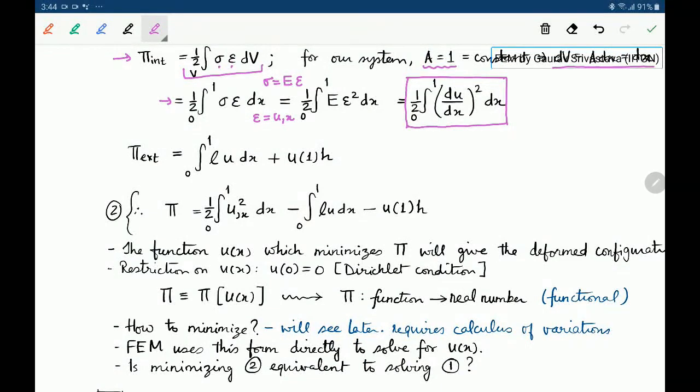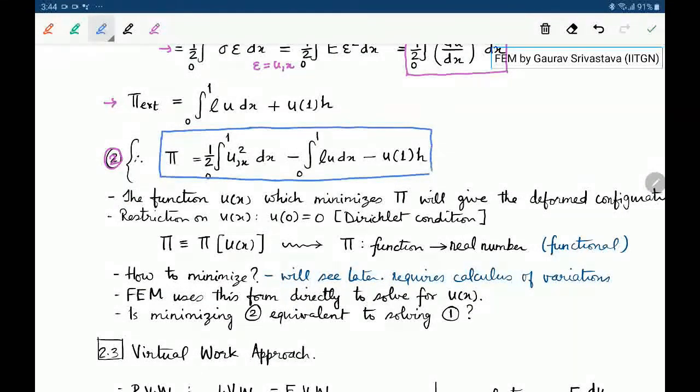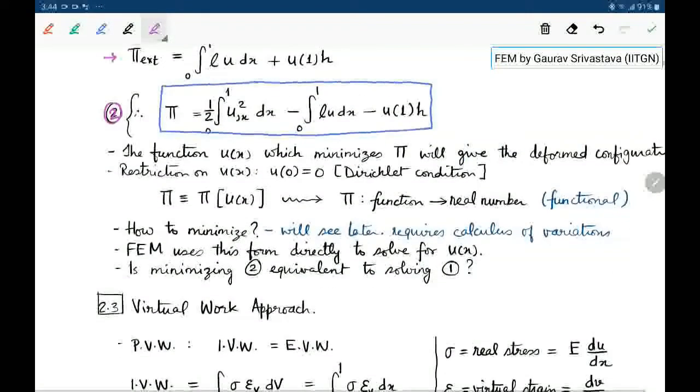Pi external is the work done by the forces. So this is L times u, the work done by L, which is the body force, plus u at 1, which is the displacement at 1, times H, which is the tip load. So the second form of the same bar problem is in terms of the energy, and this essentially is the total potential energy of the system. You may recall that the function u of x which minimizes this pi will be the deformation state of the system, so that will basically be the deformed configuration.